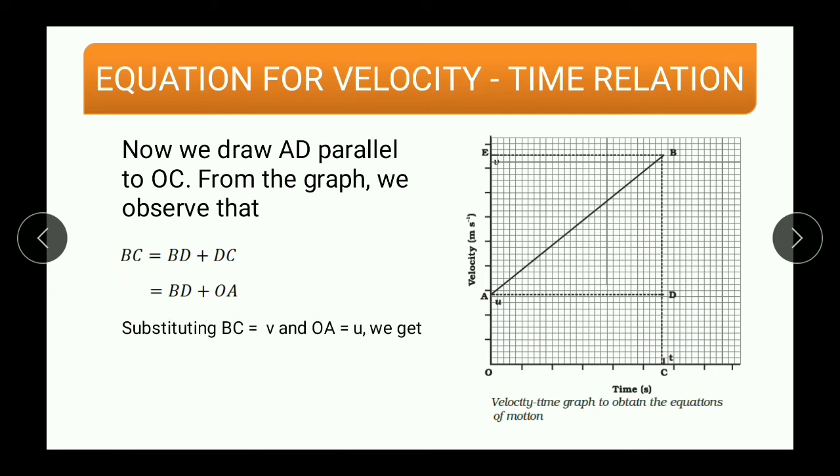Now, substituting, BC is equal to V, because BC represents final velocity, and OA, where is OA? Over here. This OA is the initial velocity, that is U. We get V is equal to, so instead of BC we are writing V, and instead of OA we are writing U. So V is equal to BD plus U. Now with a small adjustment, keeping BD as it is and moving U to the left hand side, we get BD is equal to V minus U. So BD is equal to V minus U.